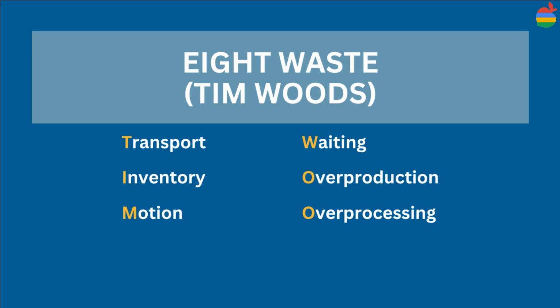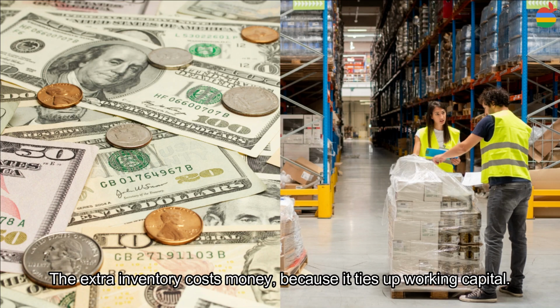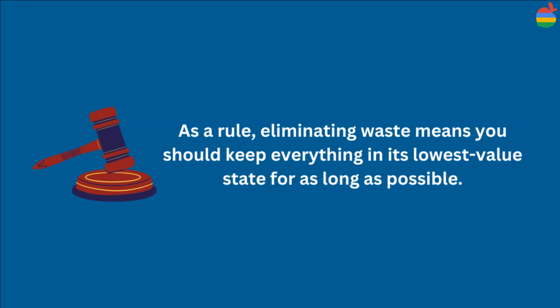And now for the 2 O's, overproduction and overprocessing. Overproduction is when you make more than what you need right now. The extra inventory costs money because it ties up working capital. It also takes up space and it is susceptible to theft or damage. As a rule, eliminating waste means you should keep everything in its lowest value state for as long as possible.